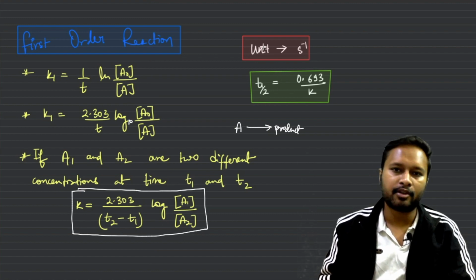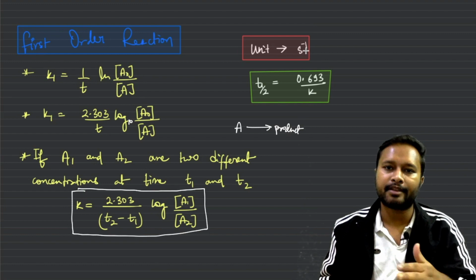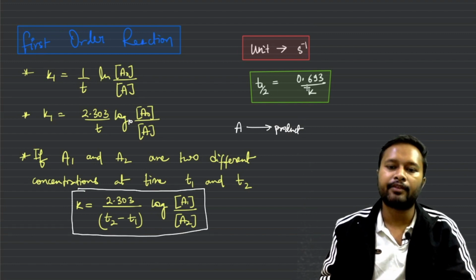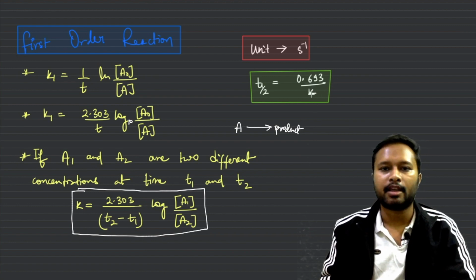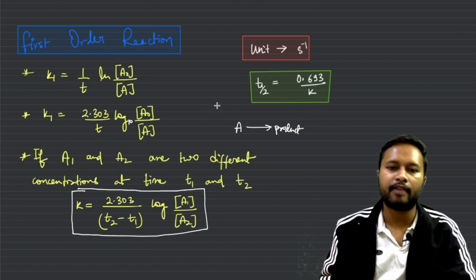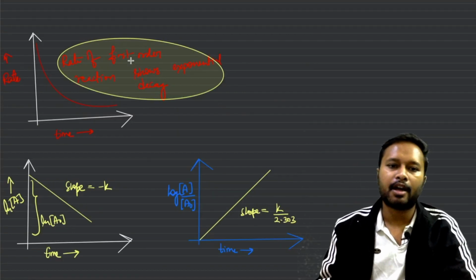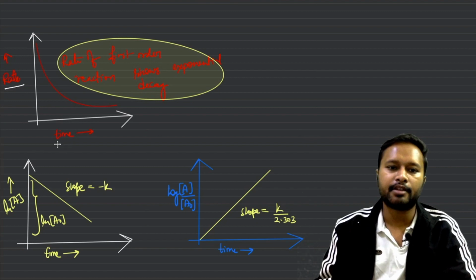The unit of the first order rate constant is second inverse, or time inverse basically. Half life is independent of the concentration, and it's given as 0.693 upon K. So this is how we calculate half life for the first order reaction. Some important graphs are over here, like the rate versus time graph.